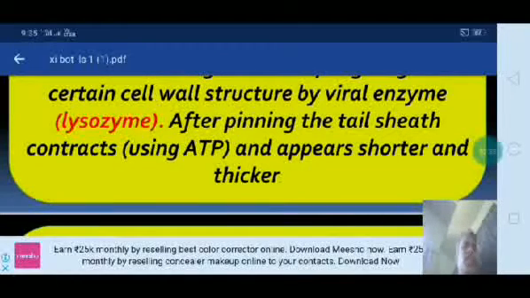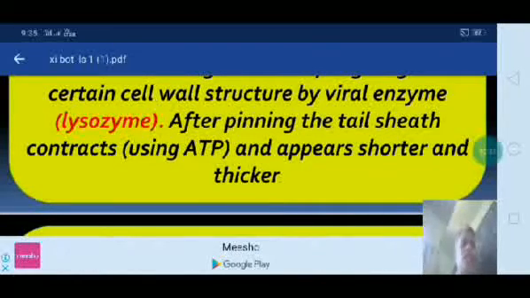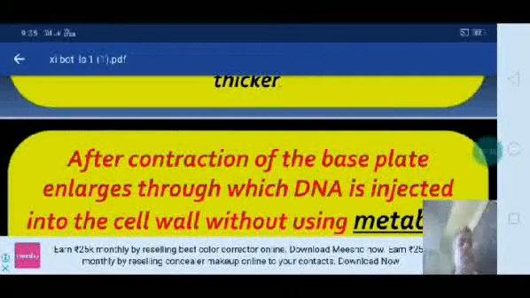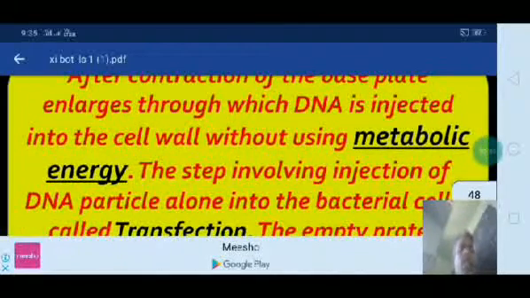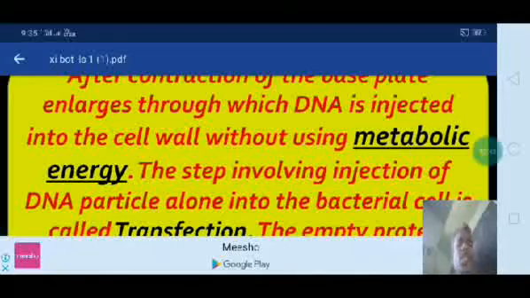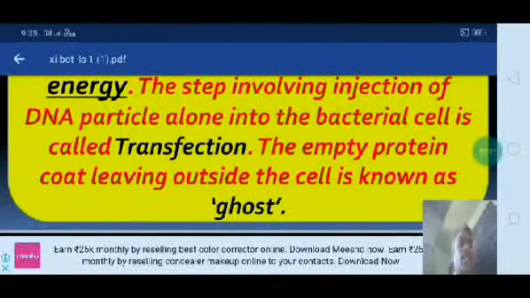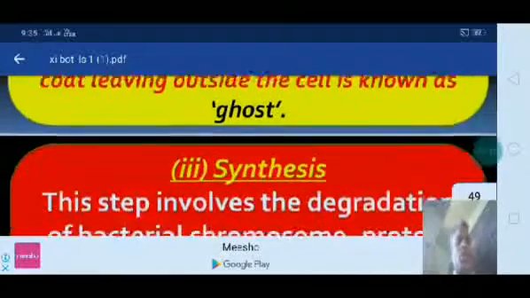After pinning, the tail sheath contracts and appears shorter and thicker. After contraction, the base plate enlarges, through which DNA is injected into the cell without using any metabolic energy. The injection of DNA alone into the bacterial cell is called transfection. The empty protein coat left outside the cell is known as ghost.